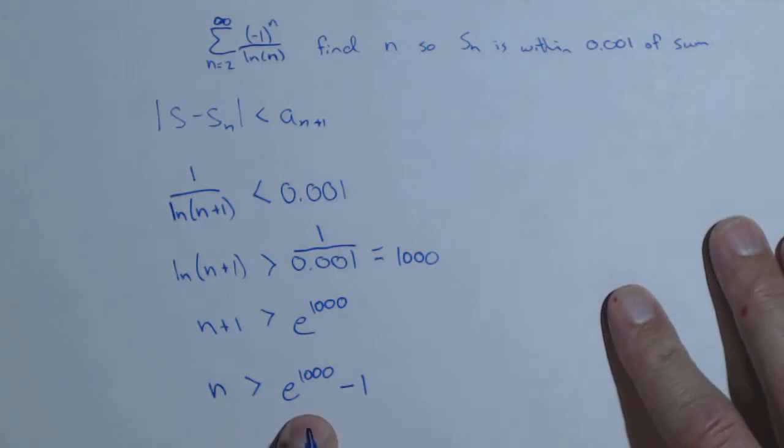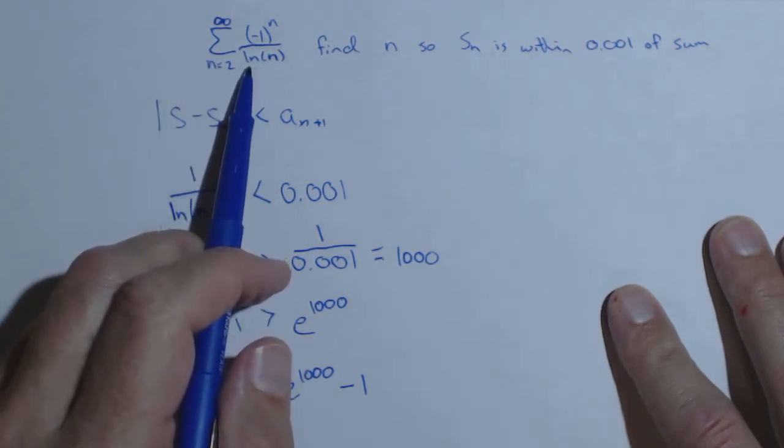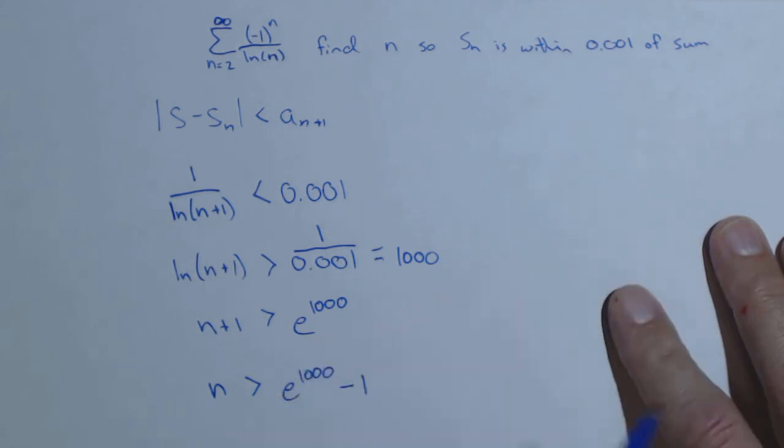A typical calculator can't handle it, but that's how many terms we would need of this series to get within 0.001 of the actual sum.